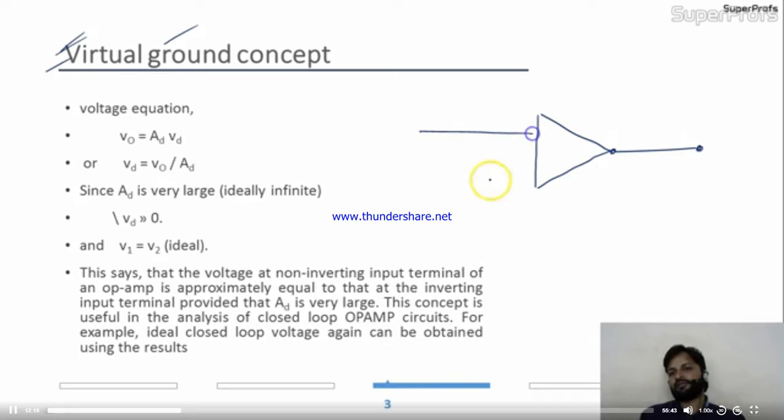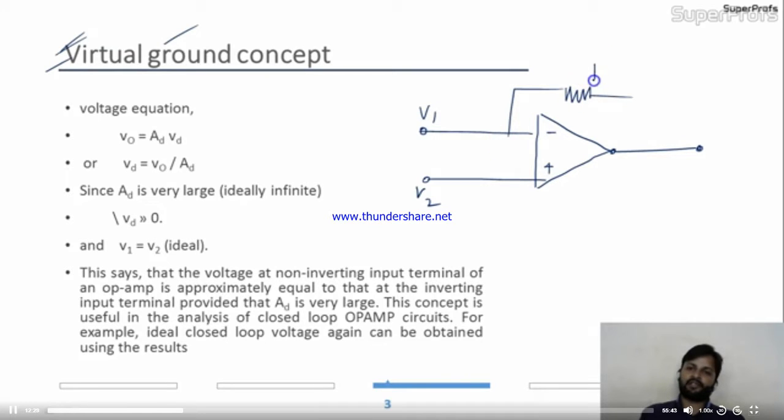See friends, you have two terminals, let's take them V1 and V2. One is plus and one is minus. You are also taking some feedback circuit over here, let's take it R. You are taking the output V0 over here.